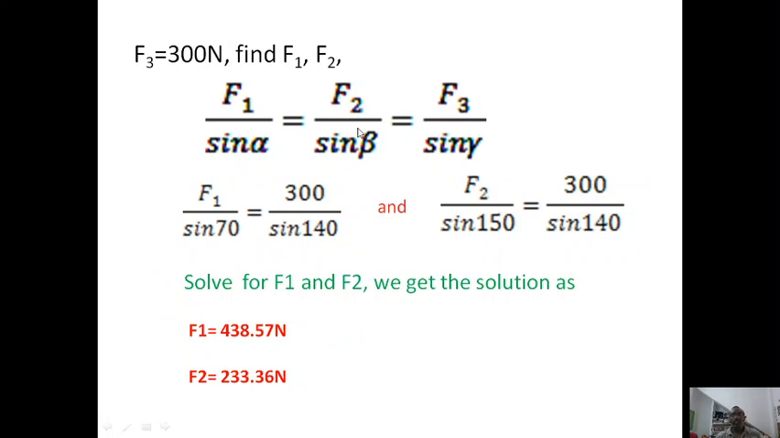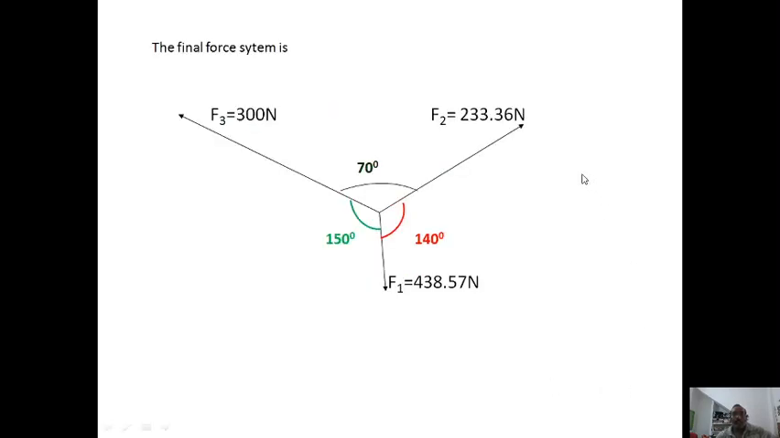You can manipulate these F1, F2, F3 accordingly given the condition of the diagram. This is my final answer after solving for F1 and F2, and this is the representation. F1 came as 438.57 Newton, F2 is 233.36 Newton.